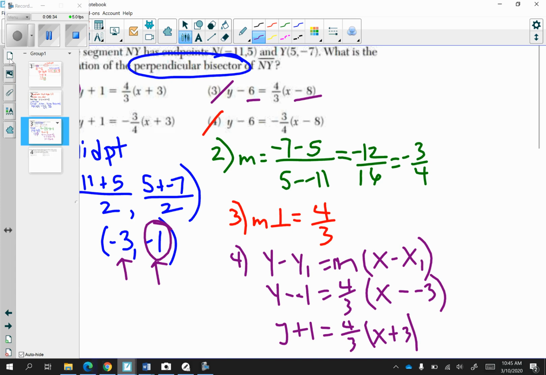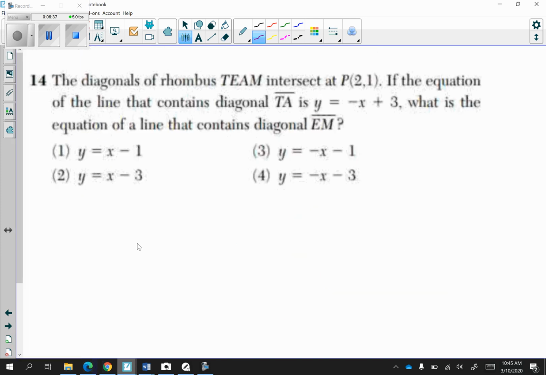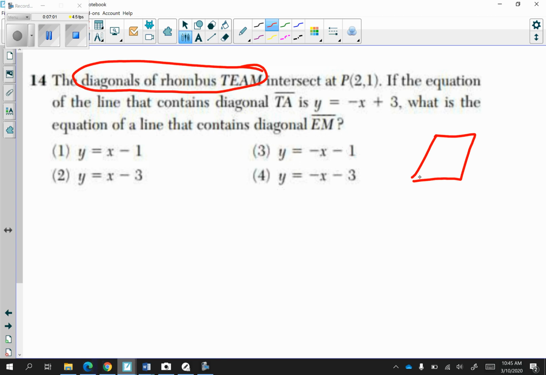And finally, on our last question, it says the diagonals of rhombus TEAM intersect at P 2, 1. If the equation of the line that contains diagonal TA is y is equal to negative x plus 3, what's the equation of the line that contains diagonal EM? So the important things to circle are the diagonals of the rhombus TEAM. So the minute I see this question, I would draw a diagram of TEAM, and it's talking about the diagonal TA, so I draw in the diagonal. And we want to know what the equation of the diagonal EM is.